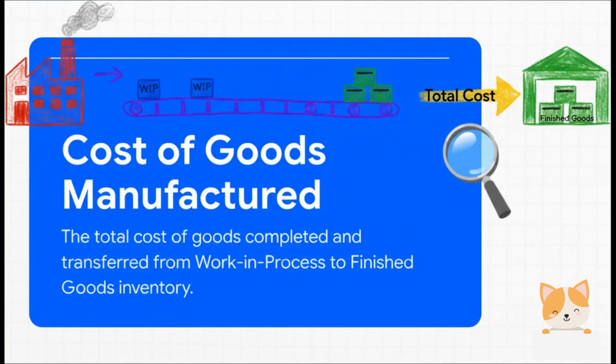which brings us right to the definition of COGM itself. It's so important to get this right. It's not the cost of everything you started working on this month. It's the total cost of everything you actually finished and moved from that factory floor over to the warehouse. It is the cost of your output.